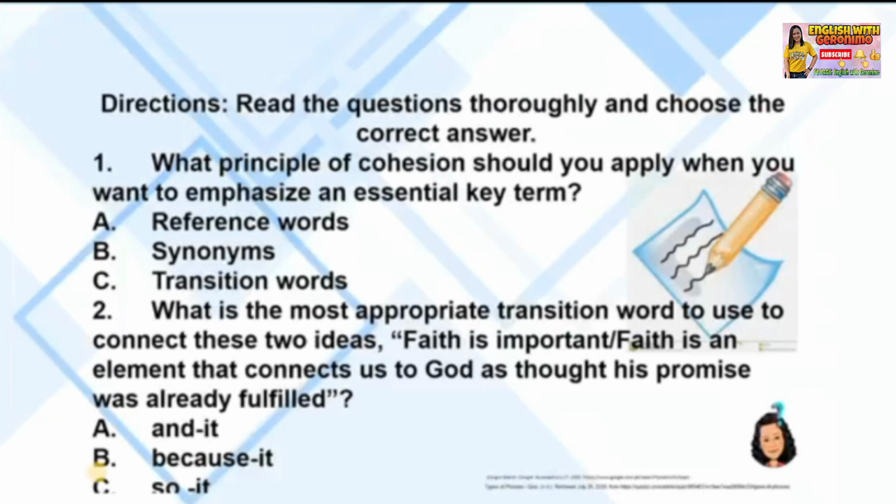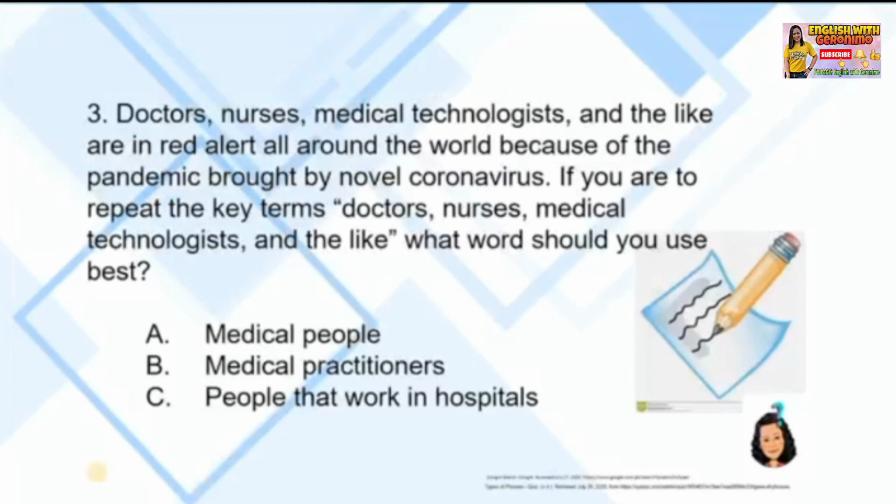A. And it. B. Because it. C. So it. Number 3. Doctors, nurses, medical technologists, and the like are in red alert all around the world because of the pandemic brought by novel coronavirus. If you are to repeat the key terms, doctors, nurses, medical technologists, and the like, what word should you use best? A. Medical people. B. Medical practitioners. C. People that work in hospitals.